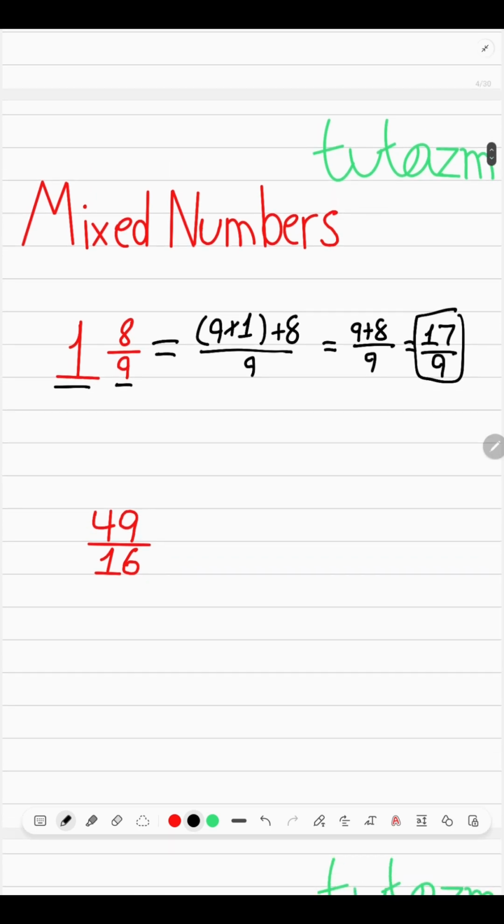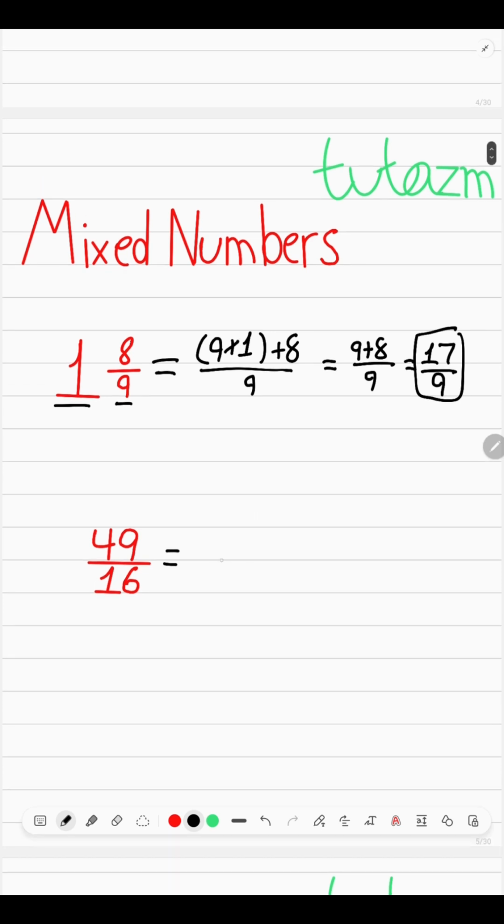If you have an improper fraction and you have to turn that into a mixed number, you have to think about how many times the denominator goes into the numerator. So in this case, the highest multiple that 16 multiplies to that is under 49 is 48, and that is 3 times 16. So it'll be 3, and then 49 minus 48 is 1, so it'll be 3 and 1 over 16. And that would be your final answer.